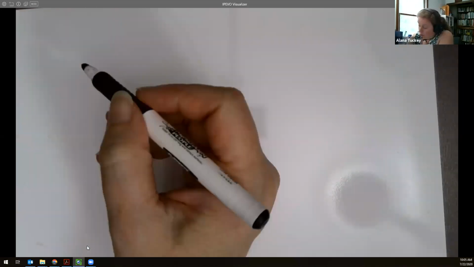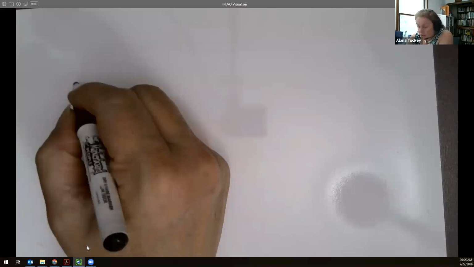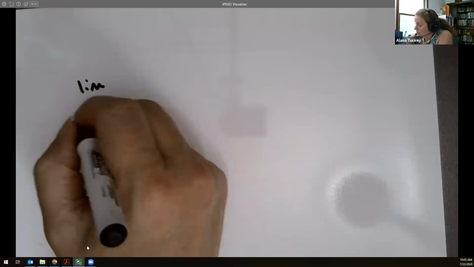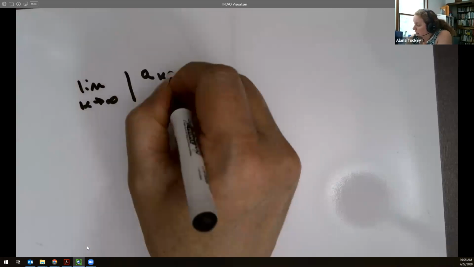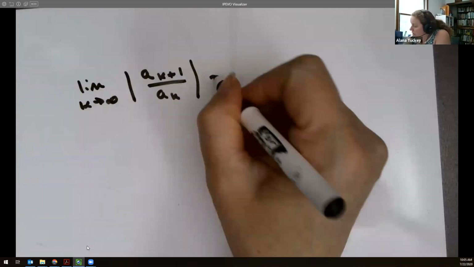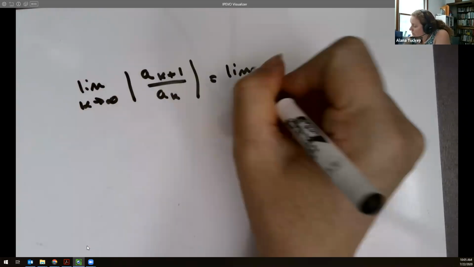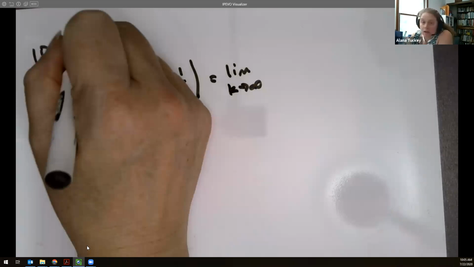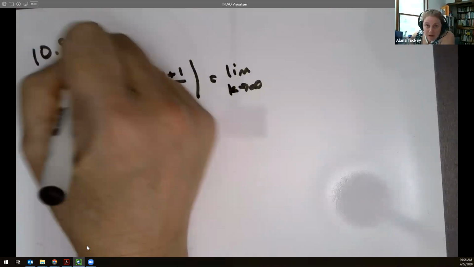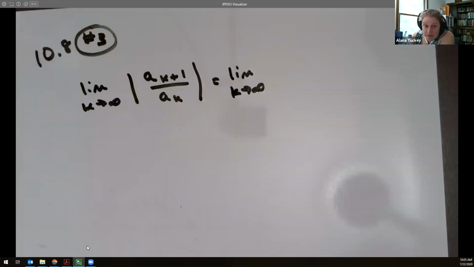All right, so if you want to do the ratio test, which you do because there's a factorial in the series, then you're going to want the limit as k goes to infinity of a sub k plus 1 over a sub k. This is the part everybody was good about. They were like, all right, that's the limit as k goes to infinity. This is 10.8, number 3. Grab a sheet of paper. I'm not kidding. Almost every one of you got this wrong. So grab some paper.